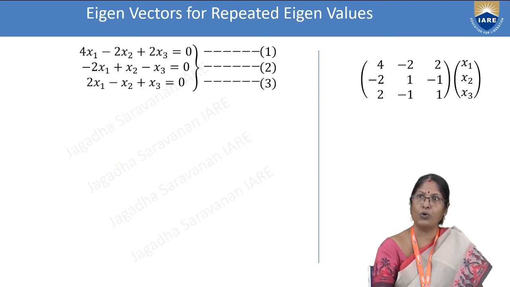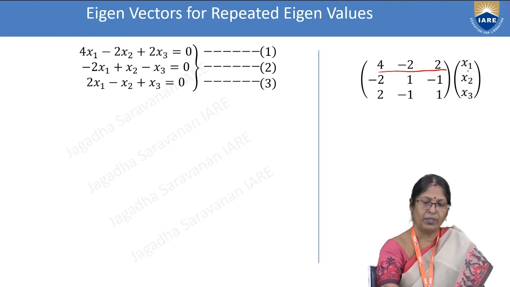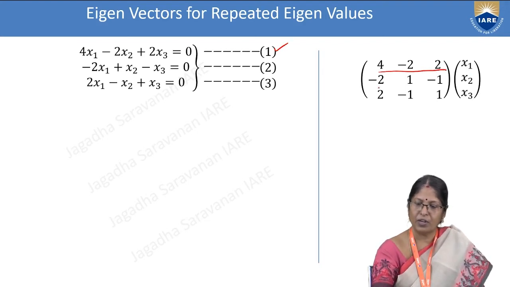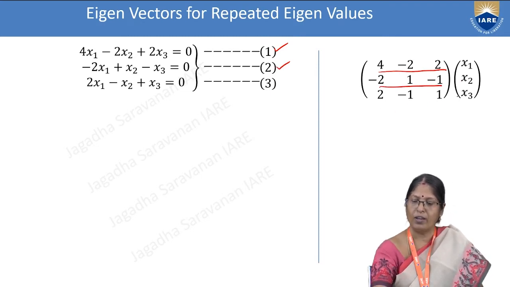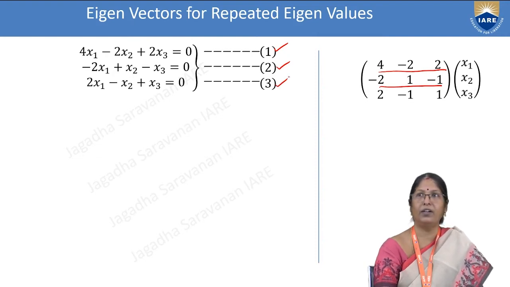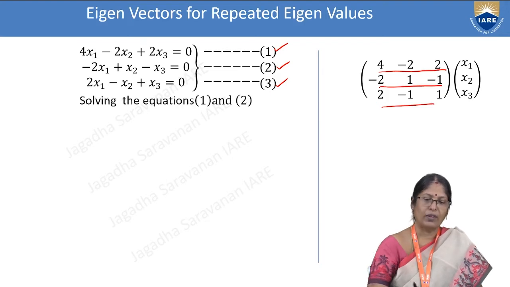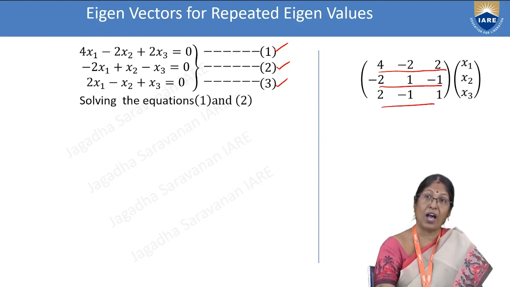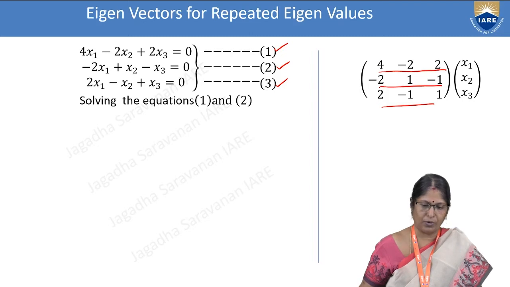Now we know how to do the multiplication. So we are taking 4, minus 2, into 2. This is the equation we got. The second one we have taken, multiplying, we got it. Next, 2, minus 1, 1, multiplying, we got the third equation. So these are the 3 rows. Solving these three equations, we have to get the values of x1, x2, x3. For that we are taking equations 1 and 2. It's not strictly 1 and 2, we can take any two equations.